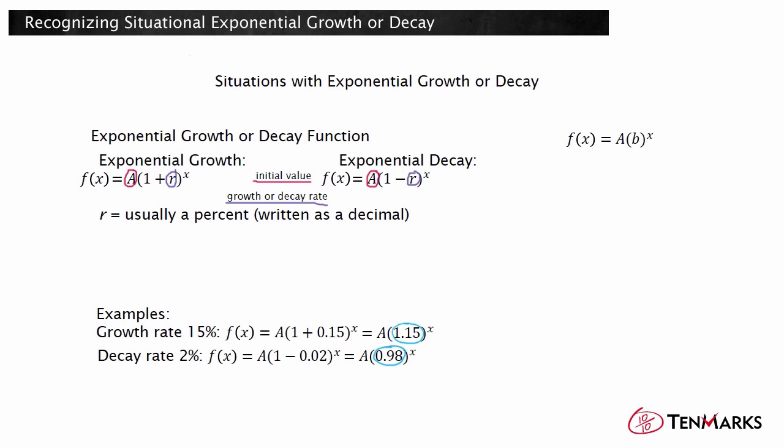If an exponential function is written in the form f of x equals a times b to the x power, the function will show exponential growth when b is greater than 1 and exponential decay when b is between 0 and 1. Let's look at an example.